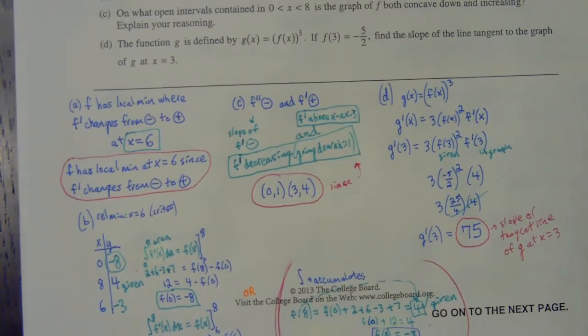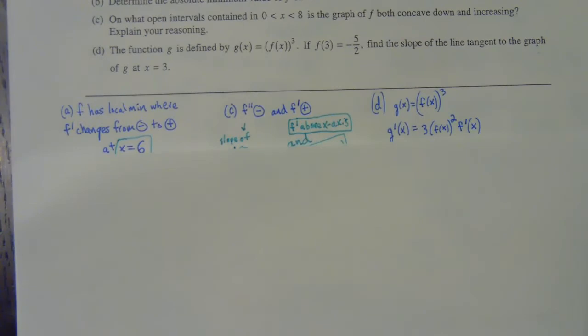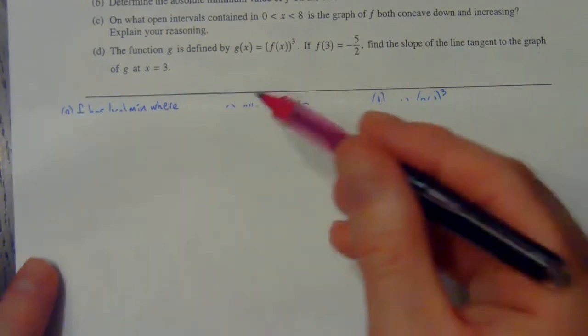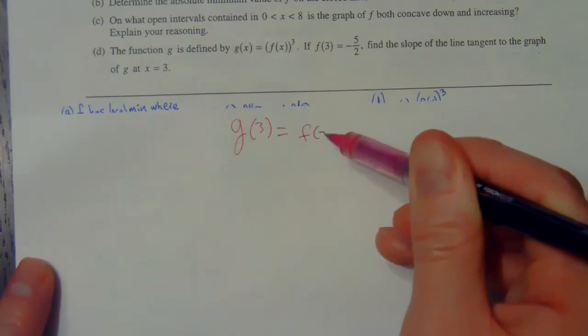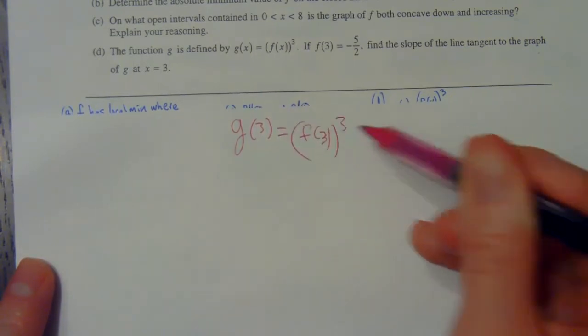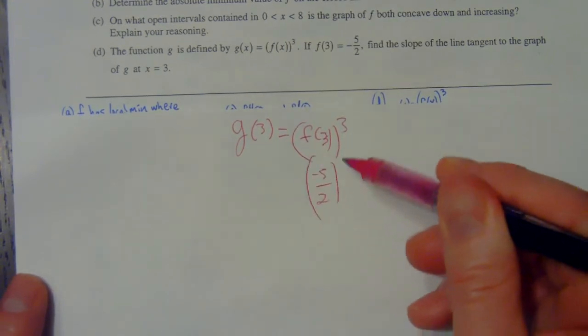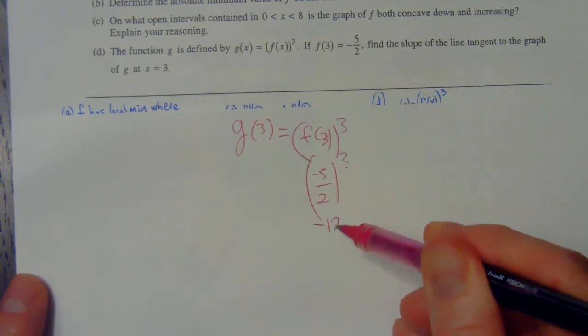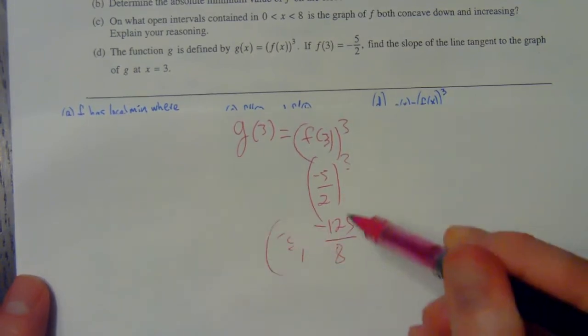If it did ask for the equation of the tangent line, then you need a point. We know the x value is 3. But if I had to figure out the y value, I would have to plug that 3 in right here. So I would have had to do g of 3 equals f of 3 cubed like that. And then f of 3 was that negative 5 halves cubed. And then that would give me what? Negative 125 over 8. So that would have been my y value. 3 is my x value.